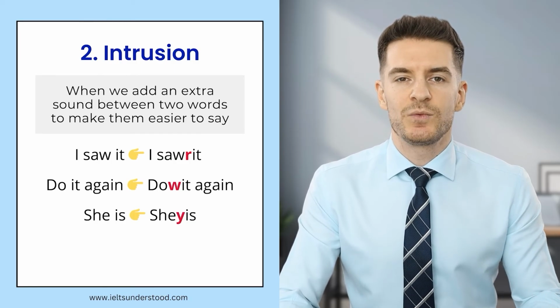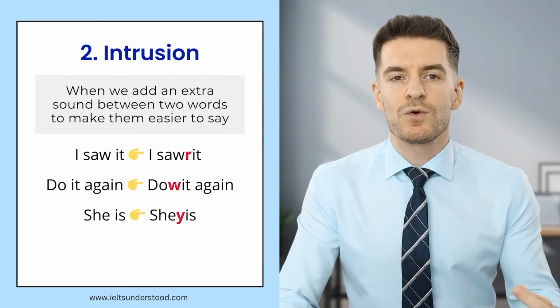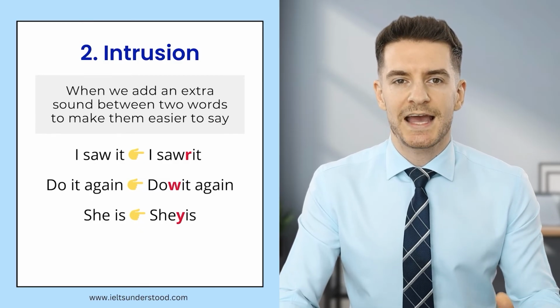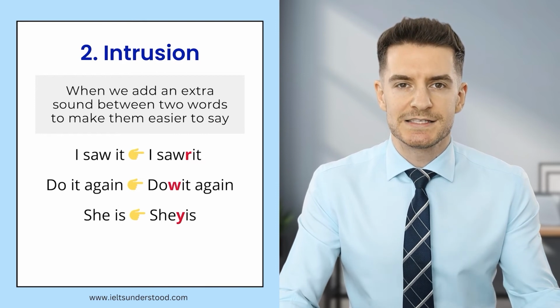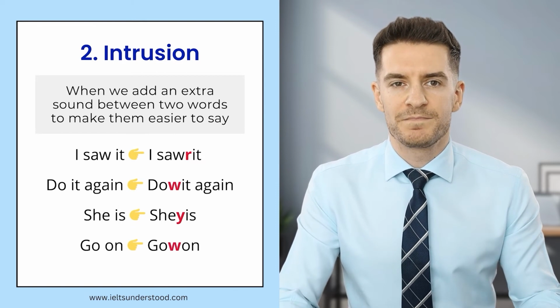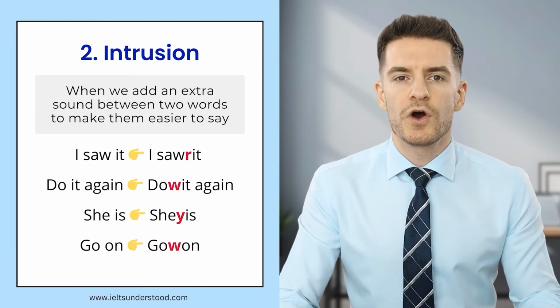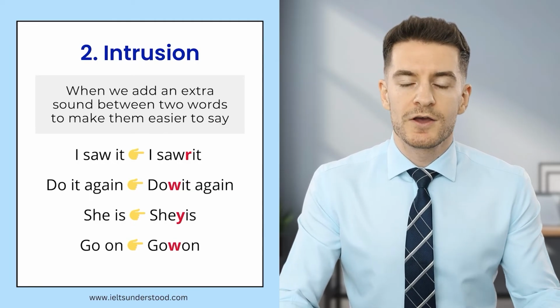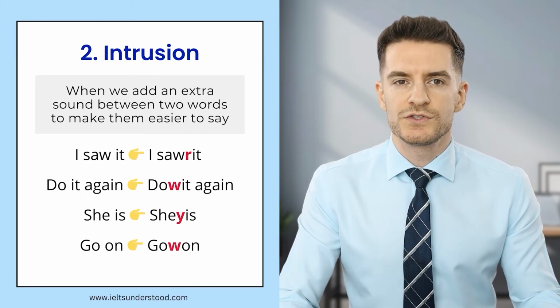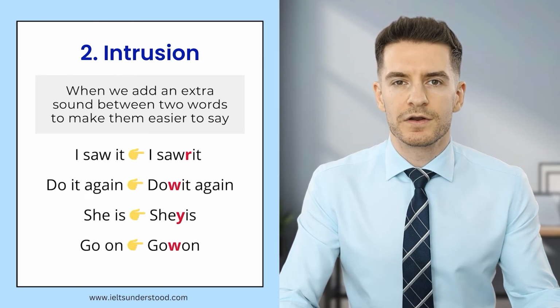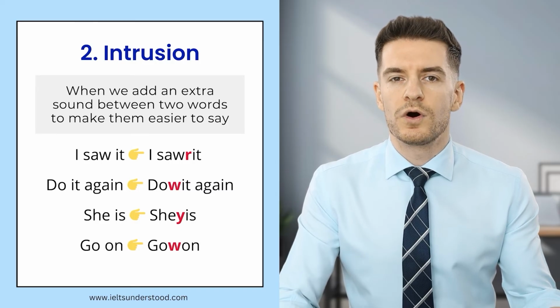Here's another one. She is. We don't say she is. We add a Y sound between she and is. So we say she is. She is a doctor. And one more example, go on. We don't say go on. We add a W sound in the middle to be able to join those two words together. Go on. Go on a trip.